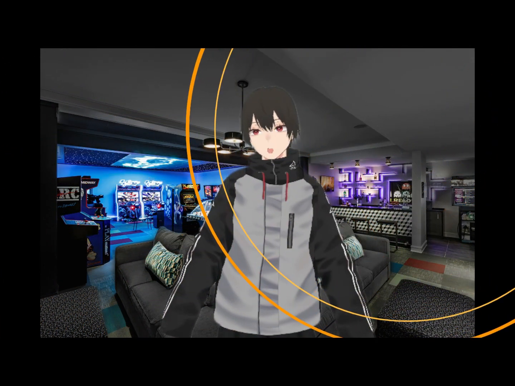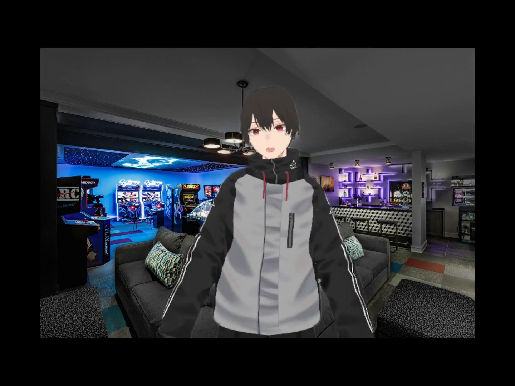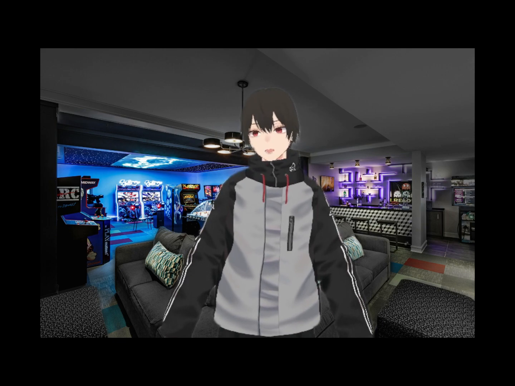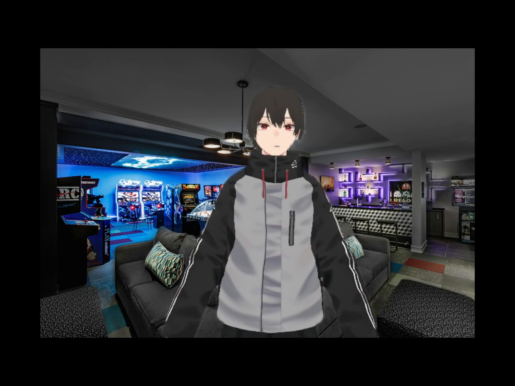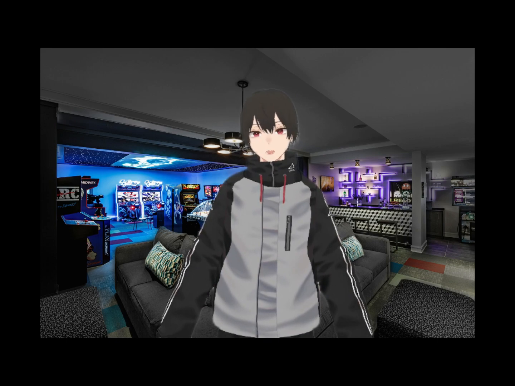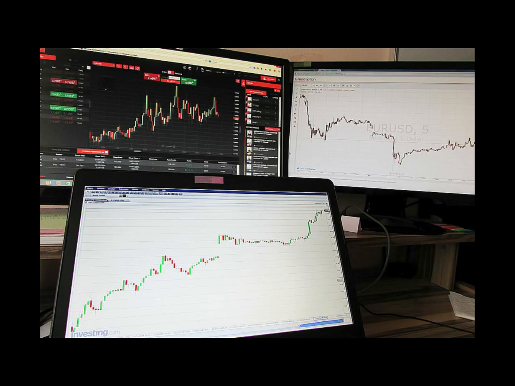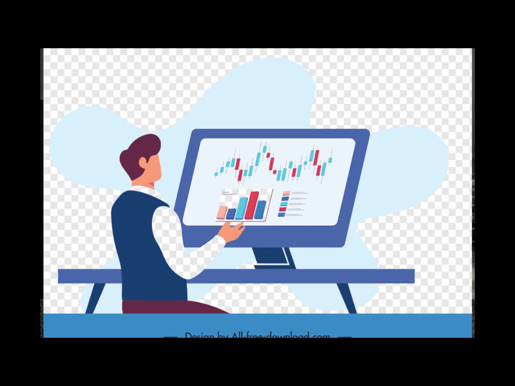Traders should also be aware of the economic indicators that can impact the market. This can include GDP, inflation, interest rates, and employment rates. By understanding the impact of economic indicators on the market, traders can make informed trading decisions.